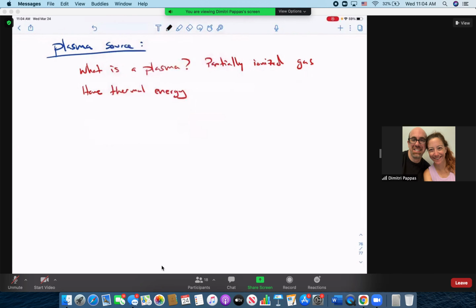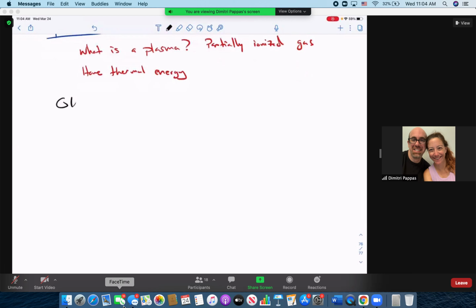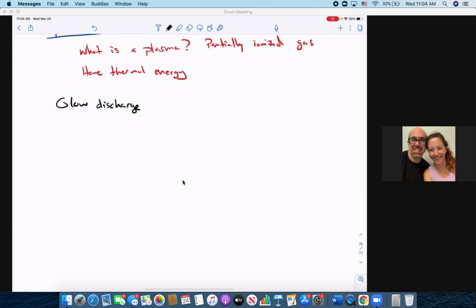So we'll start off with glow discharge. I'm not going to talk about all the plasma sources out there, but two you're going to encounter in the wild pretty commonly, right? This is how hollow cathodes work.